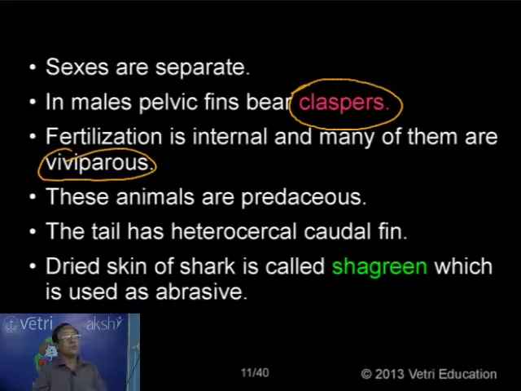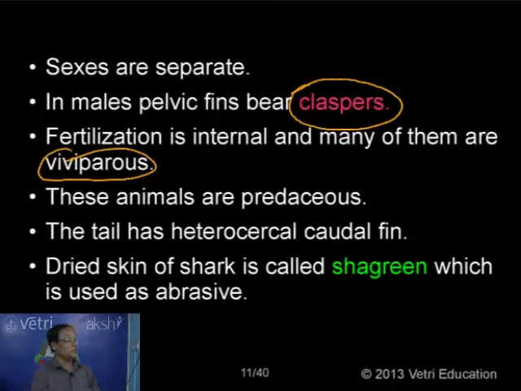That is why, if you have internal fertilization, then only you can have the possibility of this viviparous condition. If the fertilization is external, then you can have only one phenomenon, namely the oviparous condition. So viviparity is possible only when fertilization is internal, only when the embryo is developing inside the body. So shark is viviparous. The female holds the young one to complete its development, and only at birth is it released from the body.